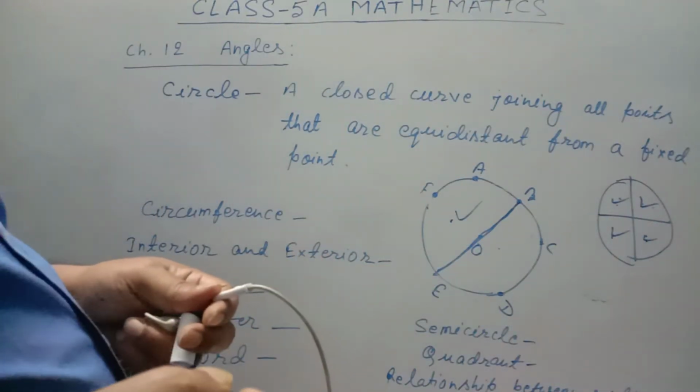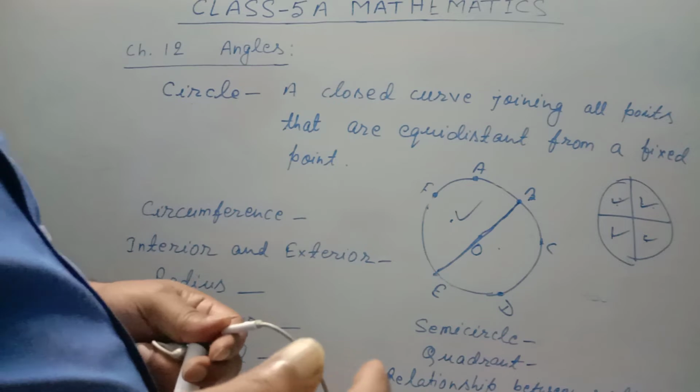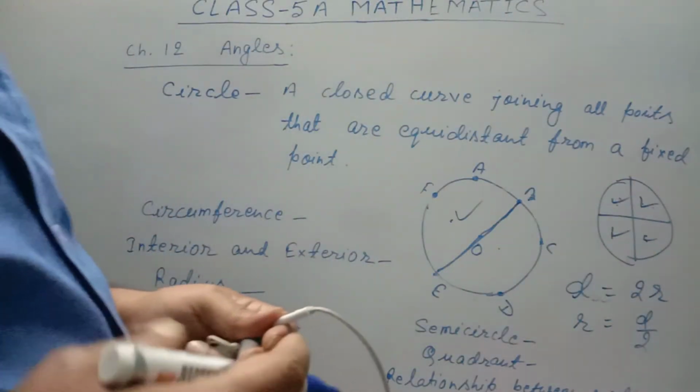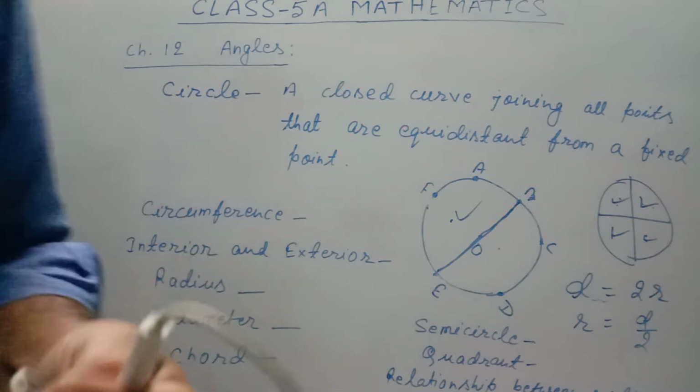Now the relationship between the radius and diameter. Diameter is equal to twice the radius. D equal to 2r, or we can say radius equal to d by 2, meaning radius is half of the diameter. This is the relationship between diameter and radius.